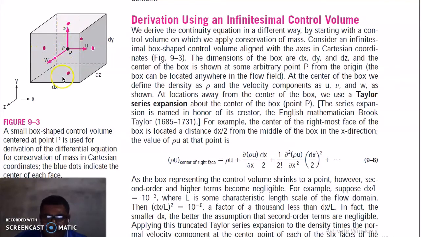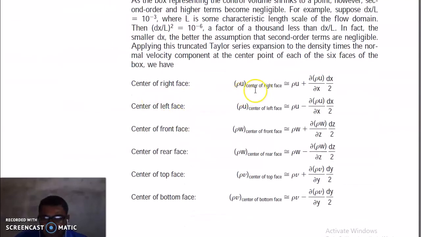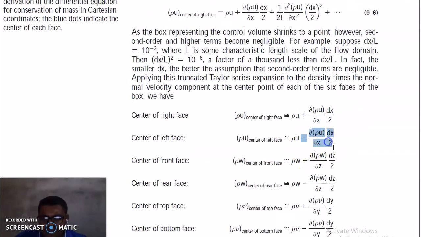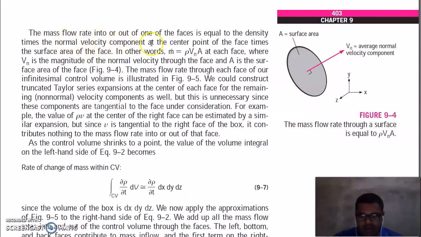Same at the top, bottom, front and back. So we will get a total of 6 equations here. For the center of the right face, this equation. Center of the left face, this equation. Center of the front face, this equation. Center of the rear face. So we will get a total of 6 equations. The mass rate through a surface is equal to density times Vn times A. That is the normal component of velocity, Vn, and the surface area which is perpendicular to this vector, and density.